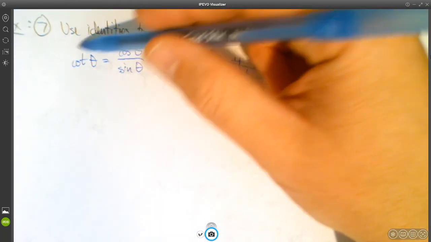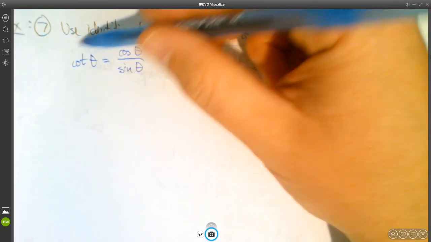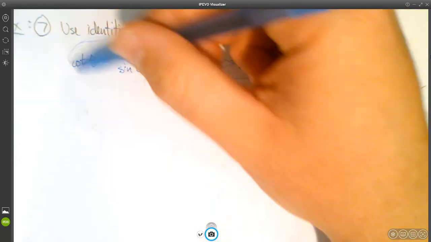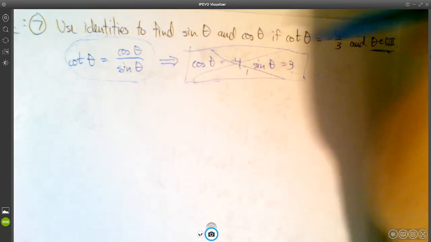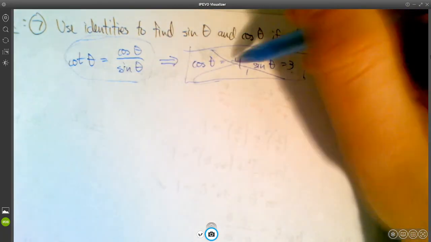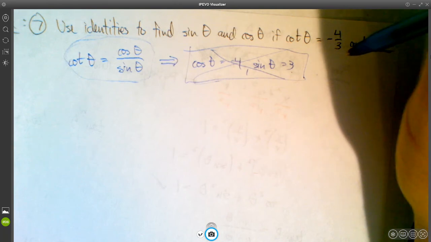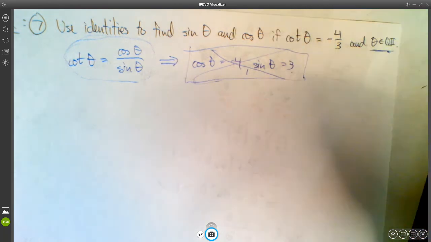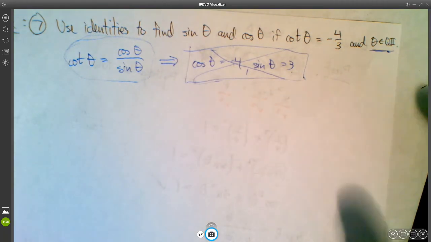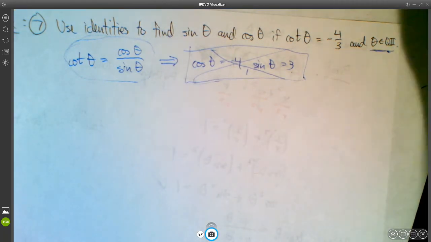It's not that this identity isn't true. We'll talk about this a little bit later once we get our answers. We'll come back to this identity and show that it does still work, but the ratio of sine to cosine needs to be 4 to 3. That doesn't mean necessarily that cosine is 4 and sine is 3. So let's find the actual values of cosine and sine.